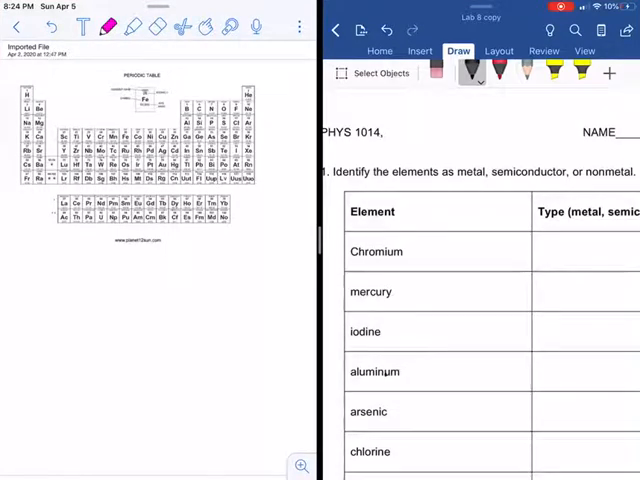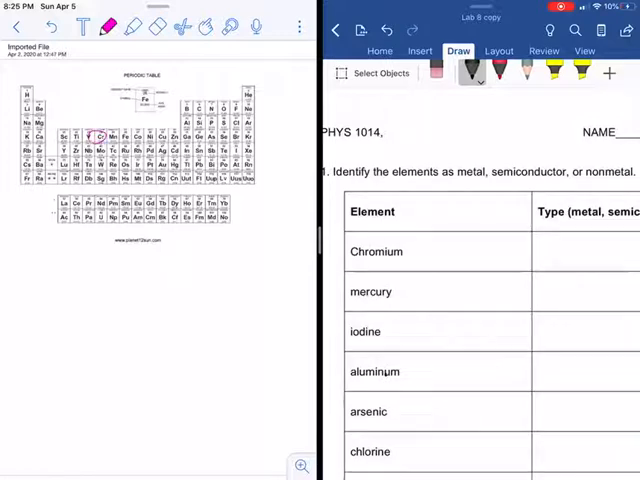I'm going to show you a little video about this Lab 8 that's extra credit, just to show you what I'm wanting. This first part is just wanting you to identify whether it's a metal, a semiconductor, or a non-metal. I have the periodic table brought up, but it's kind of small, so you just have to look at yours and go with me a little bit on it.